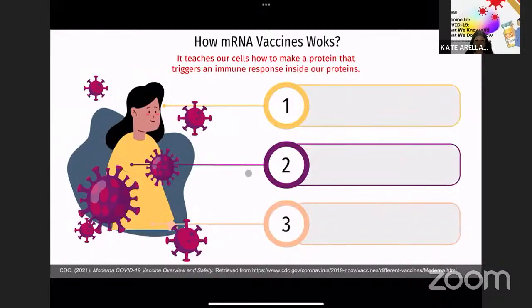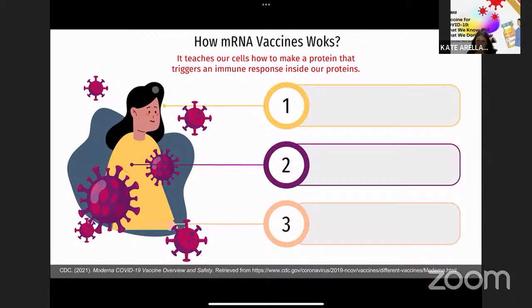So how do mRNA vaccines work? To trigger an immune response, many vaccines put a weakened or inactivated germ into our bodies, but not mRNA vaccines. Instead, mRNA vaccines use mRNA created in a laboratory to teach our cells how to make a protein, or even just a piece of protein, that triggers an immune response inside our bodies. That immune response, which produces antibodies, protects us from getting infected if the real virus enters our body. Now let's have a clearer overview.